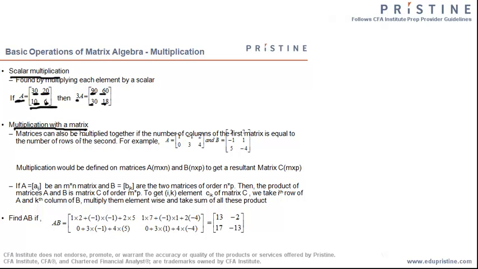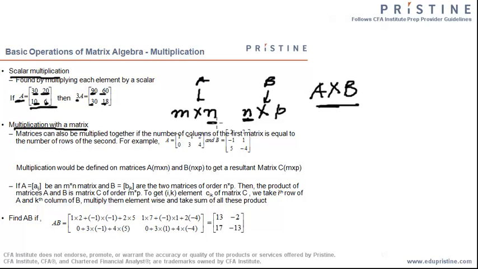We can also multiply one matrix with other, but we must keep in mind that for an m cross n matrix, we can multiply it with some n cross p matrix. That means the number of columns in the first matrix should be equal to the number of rows in the second matrix. So if it is A and this is matrix B, A cross B would be a valid operation only when this condition is met, that the number of columns of A is equal to the number of rows of B.